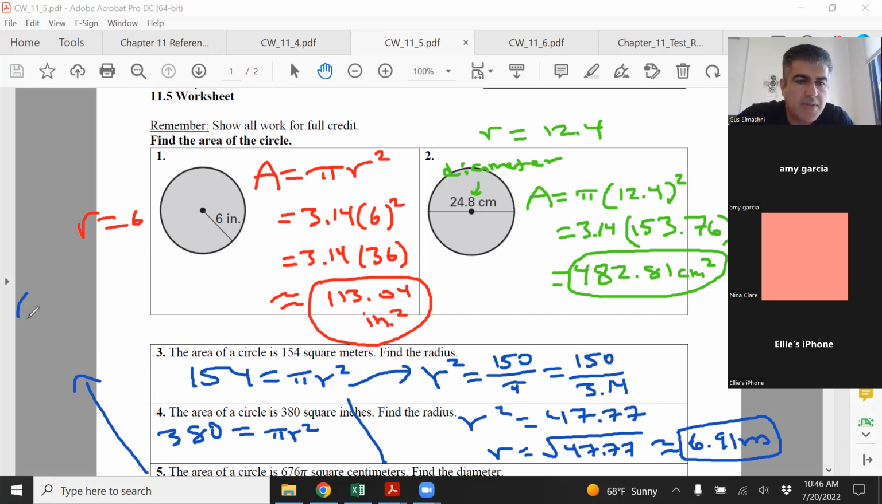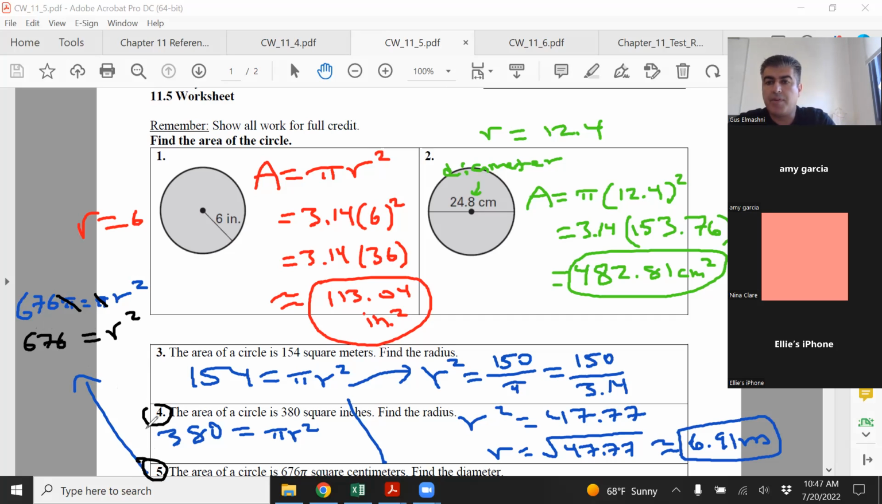So you're going to say 676 pi equals pi r squared. By the way, the pi's will cancel from each side. I'll let you guys work that out. So go and work out 4 and 5. And then we'll move on to the other parts.